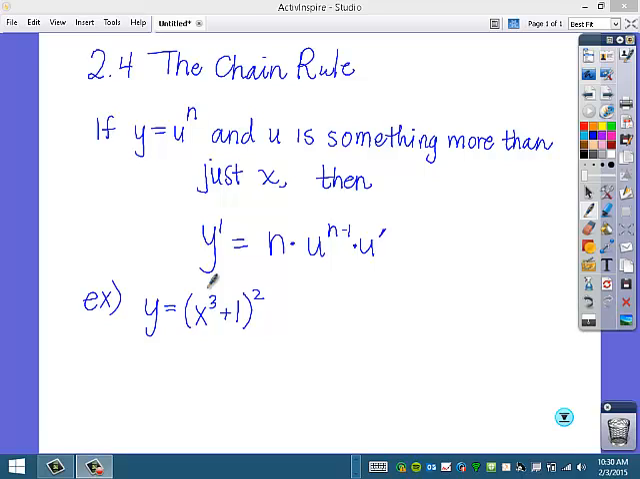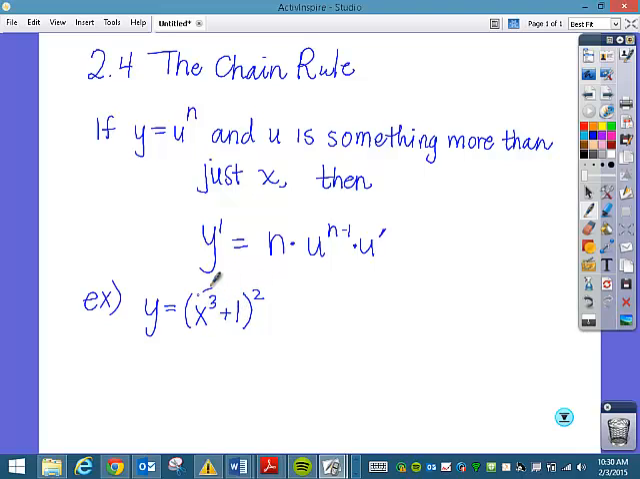If you look down at the example, we are raising x to the third power plus 1 to the second power. So this is something that's more than just x. It's a little bit more complicated. I'm cubing it, adding a number to it, so it's something more complicated than just a variable.